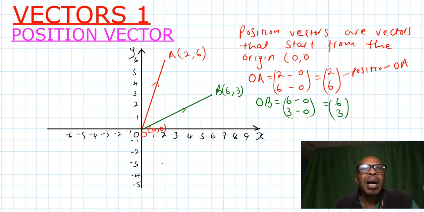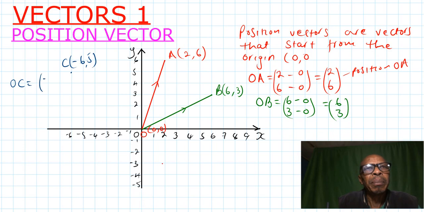We can pick another point. We call it C on this side. The coordinates of C are minus 6 and 5. So we can get the position vector OC is equal to minus 6 minus 0 and 5 minus 0, which is equal to minus 6 and 5.